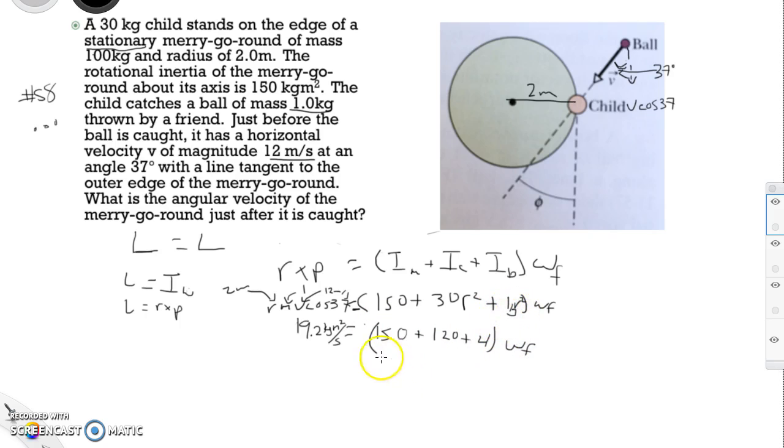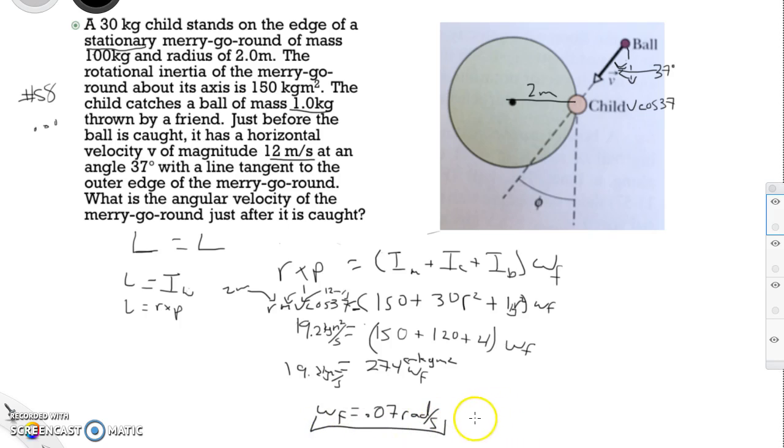That gives us 274 omega final equals 19.2 kilogram meters squared per second. This is the moment of inertia, so it's kilogram meters squared. We divide by 274 and get a final angular velocity of about 0.07 radians per second for the merry-go-round.